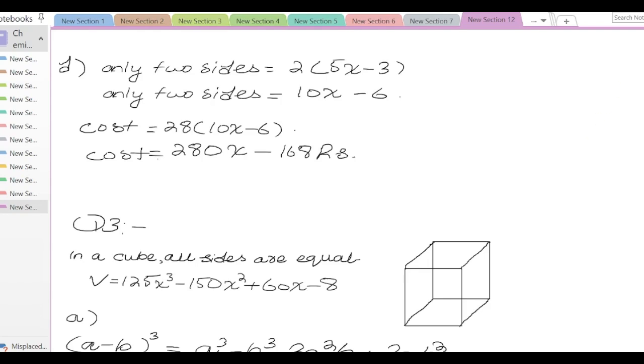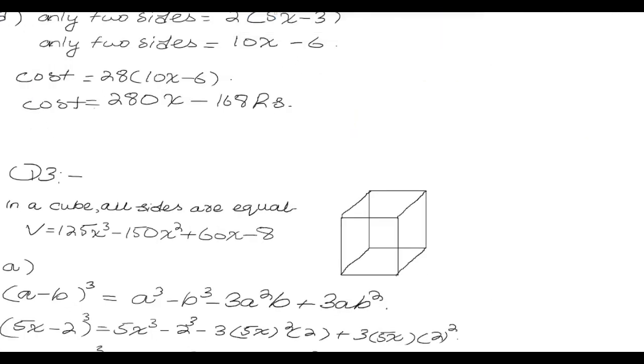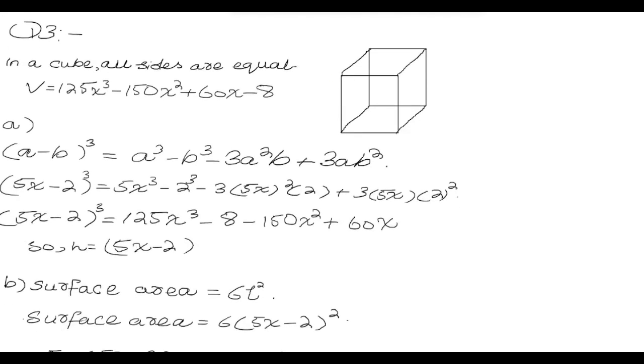If I show you here, for only two sides, 2 bracket 5x minus 3 results in 10x minus 6, and 28 will be multiplied with 10x minus 6 to produce 280x minus 168 rupees. Okay, so the length was in meters and the perimeter was also in the unit meters, so they both get cancelled and only the unit rupees remains. Now let's move on to question number 3.